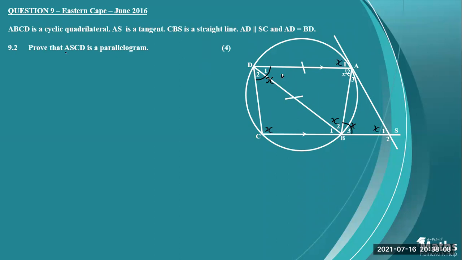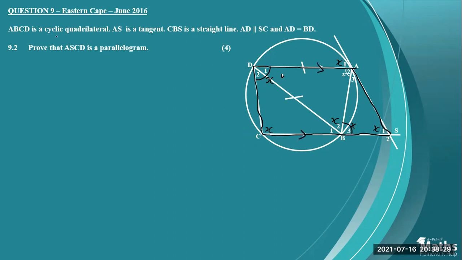Then I'm going to check where's my parallelogram. AS, there. AS. CD. There's your parallelogram. And this side is parallel to this one.